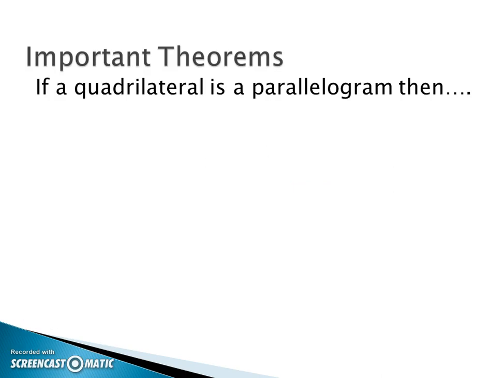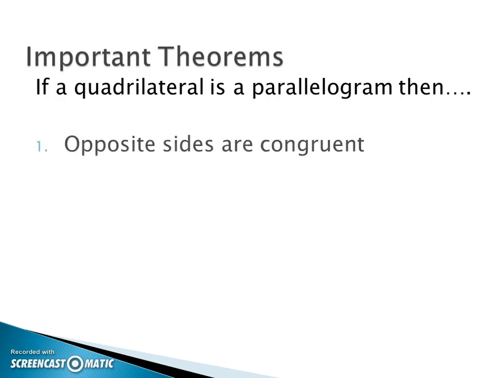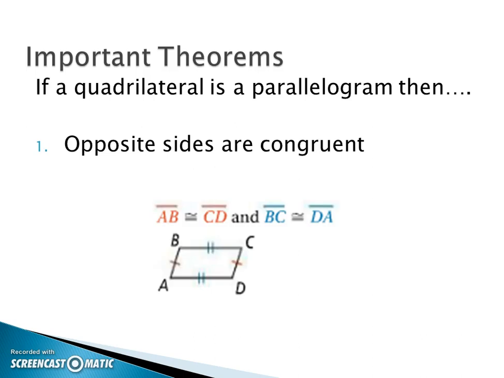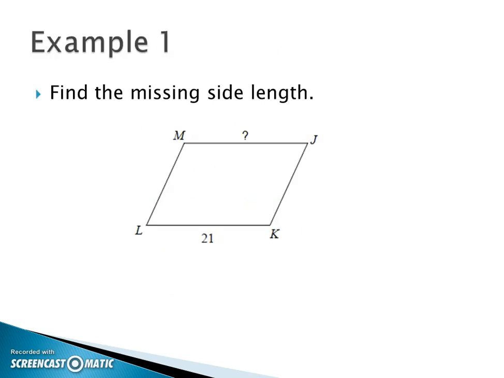So if a quadrilateral is a parallelogram, then opposite sides are congruent. So here, AB is congruent to CD, and BC is congruent to AD. Alright, so let's see this done. If LK is 21, then MJ is just 21.